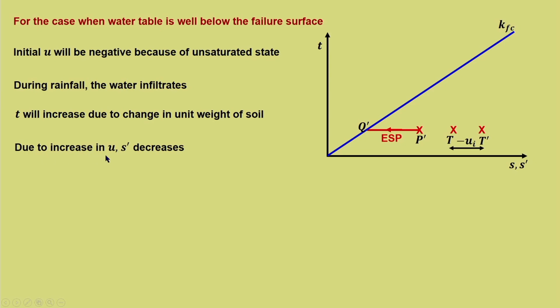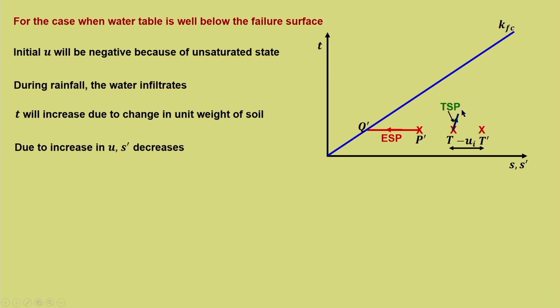Now, due to increase in U, what happens to S dash? As U increases, S dash starts decreasing. So, the stress path should move towards left and towards upwards. So, the total stress path remains same, it is in this direction, whereas the effective stress path is T dash U dash. So, that will be in this direction.